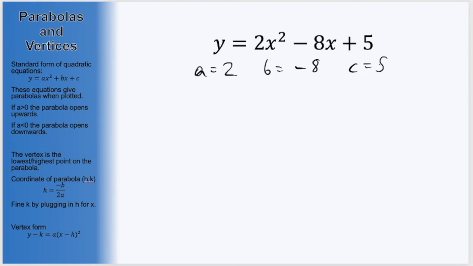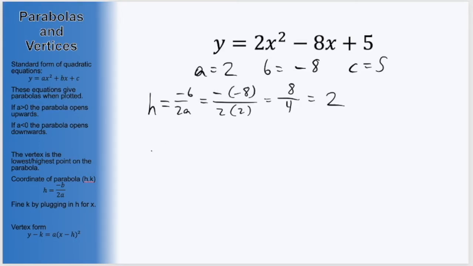If we want the vertex of this parabola, first we will calculate the x-coordinate, the h, as negative b over 2a. Plugging in the appropriate numbers here, we'll have negative b is negative 8, over 2 times a is 2. Negative negative 8 is just 8, divided by 2 times 2 is 4. 8 divided by 4 is 2. So the x-coordinate of our vertex is 2.